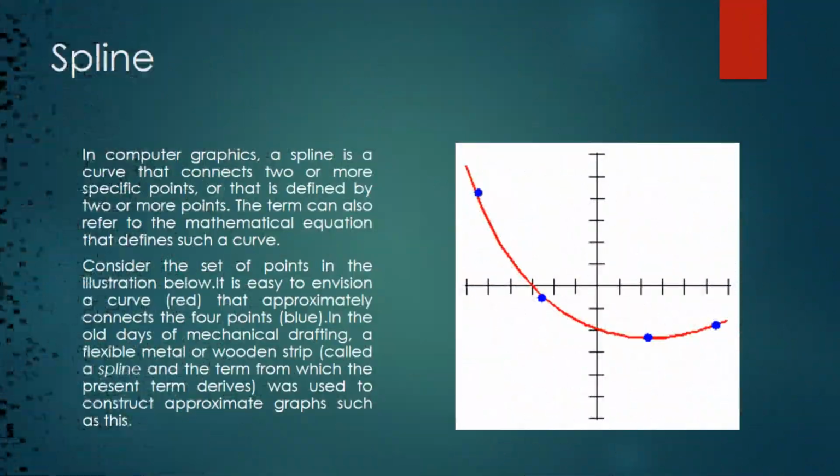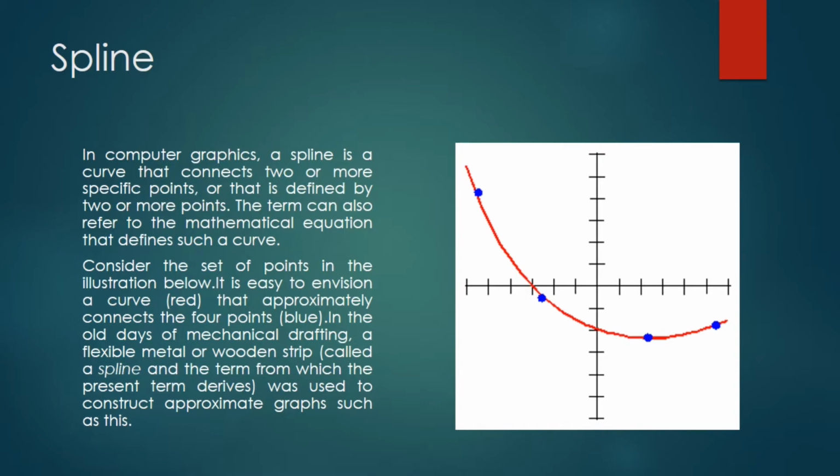Spline. In computer graphics, a spline is a curve that connects two or more specific points, or that is defined by two or more points. The term can also refer to the mathematical equation that defines such a curve. Consider the set of points in the illustration below. It is easy to envision a curve, in red, that approximately connects the 4 blue points.